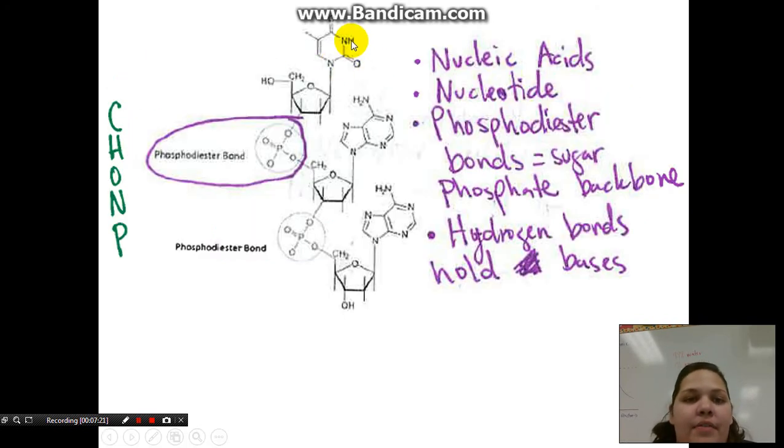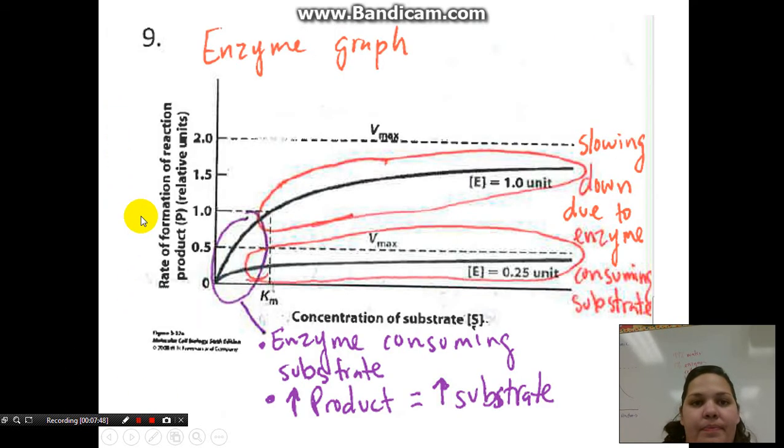Our next one that we have is a nucleic acid. This looks like an RNA. Nucleic acids are made out of nucleotides, and they have phosphodiester bonds that help hold the sugar phosphate backbone. So here's our phosphate, and our diester are these 2 oxygens over here. These do have hydrogen bonds that hold the bases together. However, it can't be seen in this diagram. This is made out of carbon, hydrogen, oxygen, nitrogen, and phosphate.